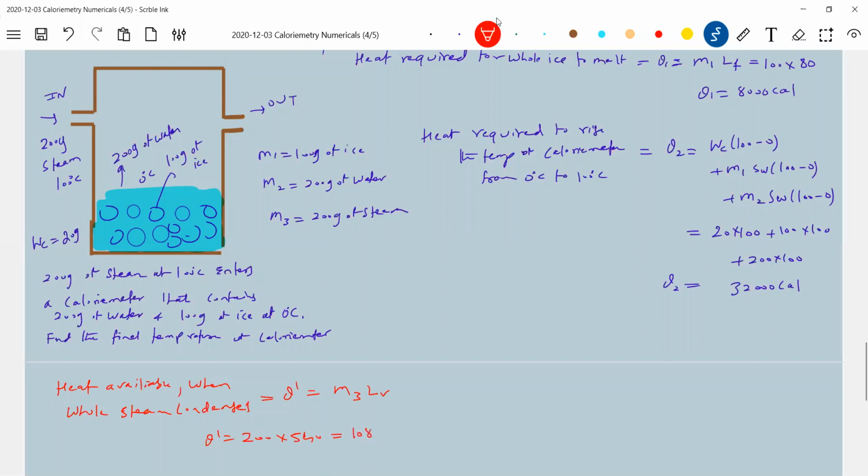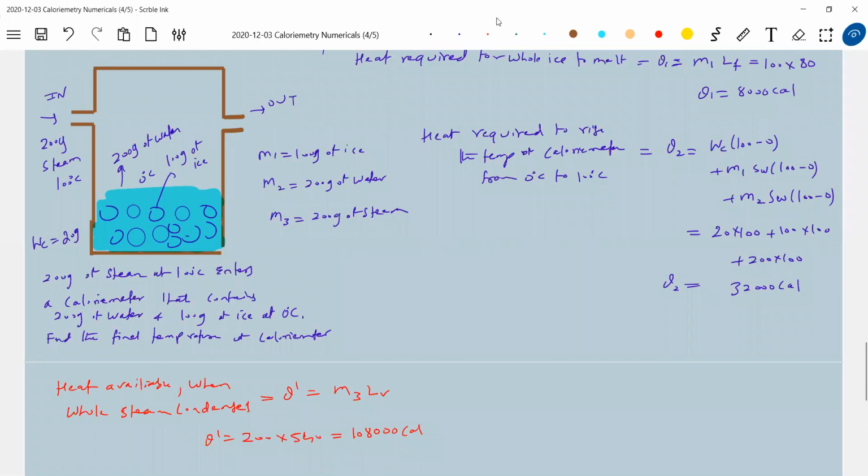So 10800, 1,08,000 calories is available. But what we needed, 40,000 calories is needed. Look at this. So what is Q dash? Is it greater than Q1 plus Q2 or less than Q1 plus Q2? 1,08,000 is greater than 40,000.